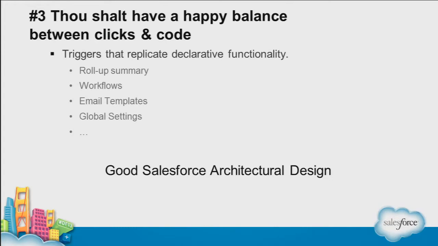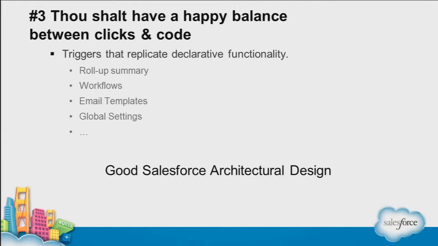So I've seen roll-up summary fields, workflows, so field updates happening in triggers, replication of email templates, putting templates inside the code when it could have just been a template in the system. And then the business can change that functionality. And also, using the global settings in Salesforce to manage those changeable variables and things within your org, or static variables.